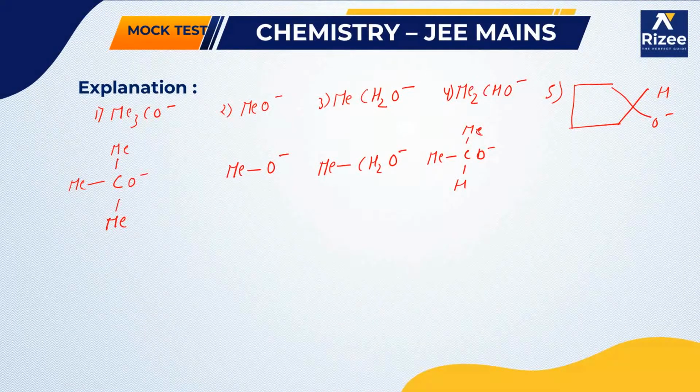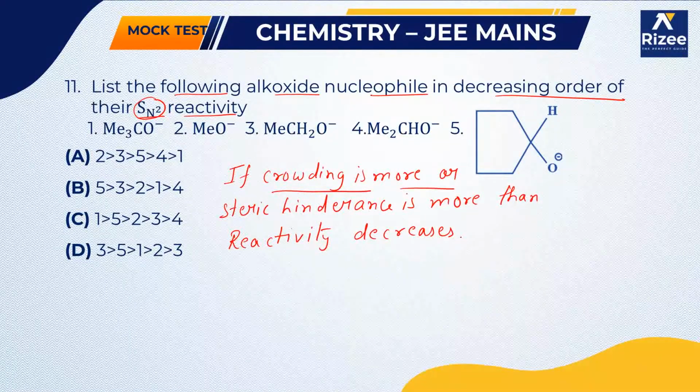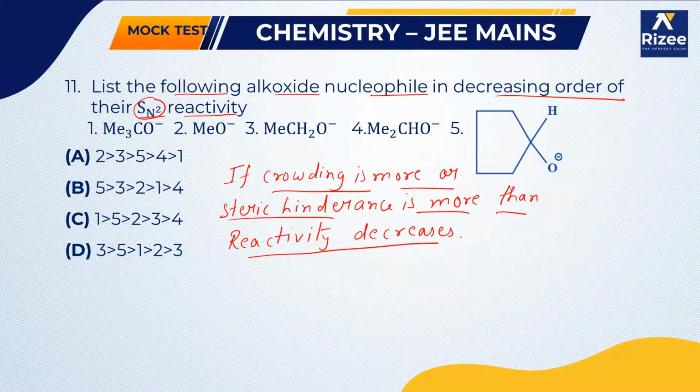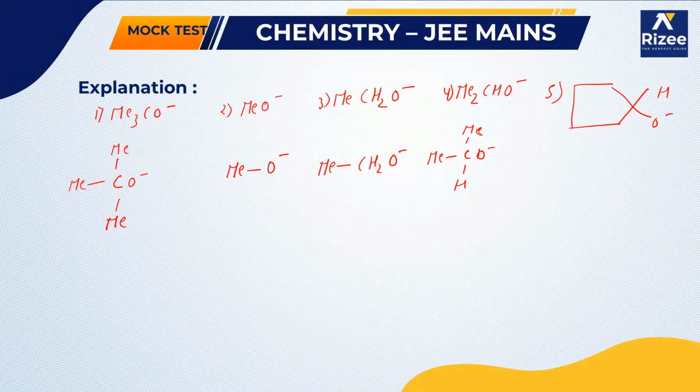So you can see what I said earlier, that if crowding or steric hindrance is more, then reactivity decreases. So in all these 4 compounds, which one is having more crowding? That is having the more crowding. This is the least reactive. And which one is having the less crowding? It is nothing but this one. This is having the less crowding, means this is more reactive. So we can write the order as 2 greater than. Next, which one is having less crowding? This one. So 3 greater than.